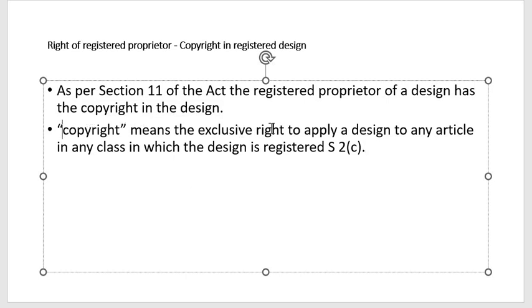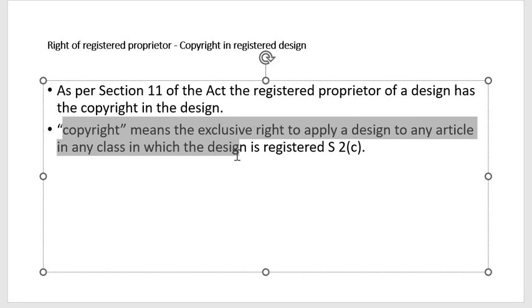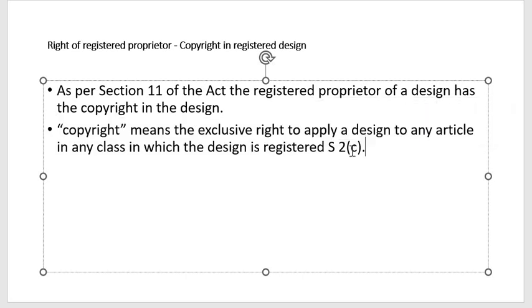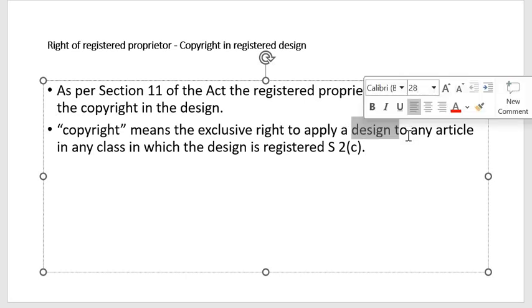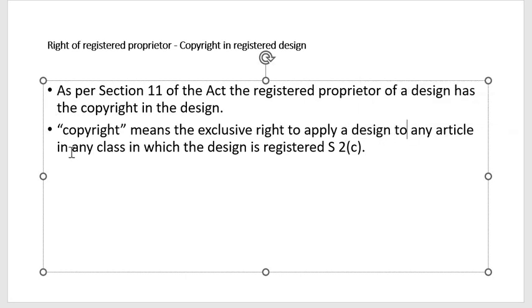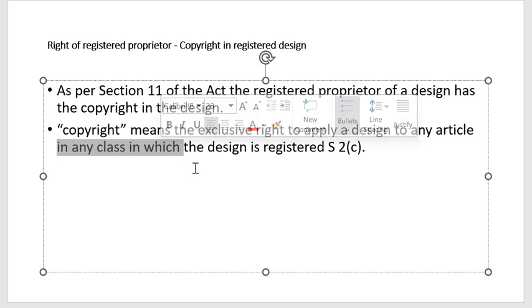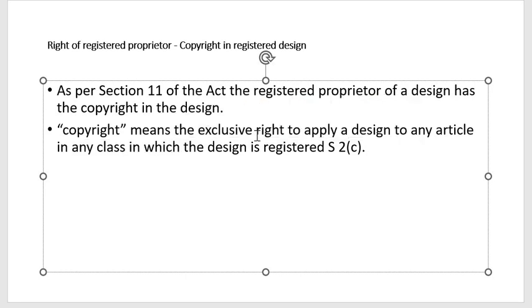Copyright means the exclusive right to apply a design to any article in any class in which the design is registered, meaning that when you apply a particular design on a particular article in a particular class, you have the exclusive right to do that.